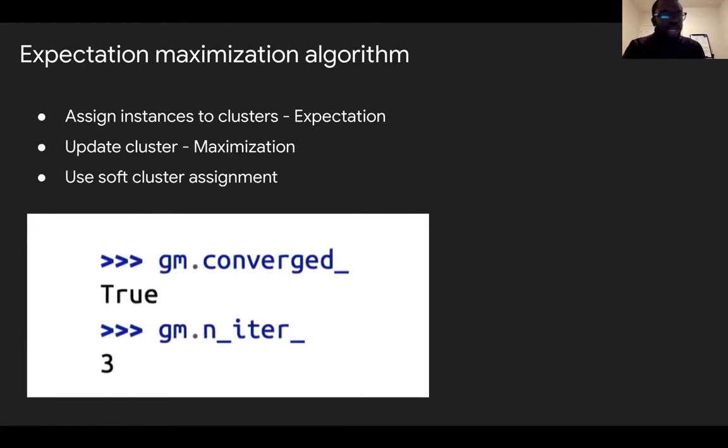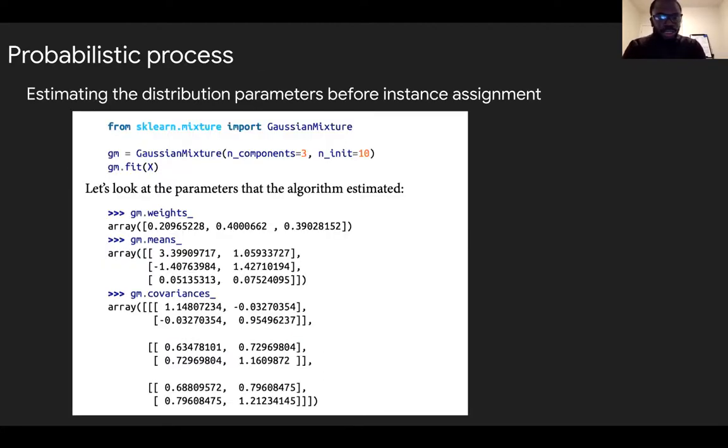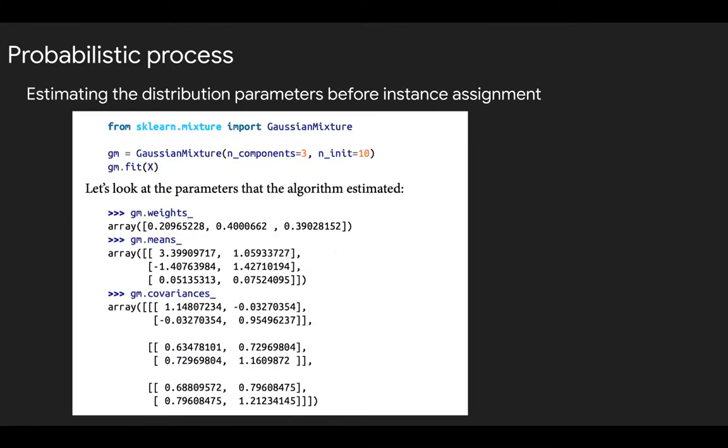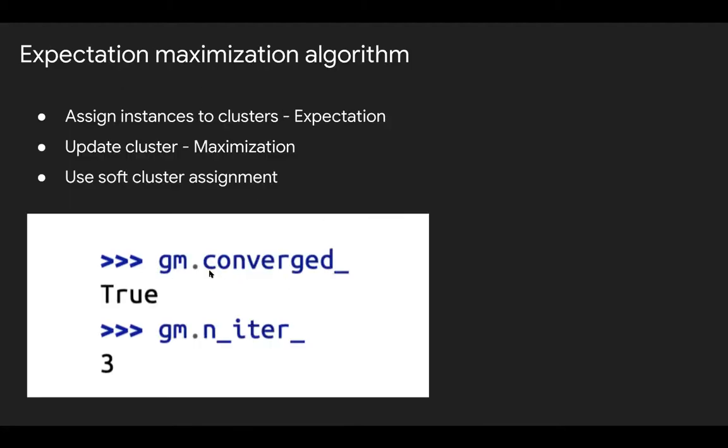Now this algorithm is, like I said earlier on, very complicated, but there are 2 principles that we need to know. It involves assigning instances to clusters, updating clusters, and it also uses soft cluster assignment, which is a probability function. When we are done running this code, we can check if it actually converged and how many iterations it took. We have 10 iterations here, but it took 3 to converge. For GM converge, GM is an instance of the GMM, the Gaussian Mixture class, so we can see that it actually converged, looking at it from here.